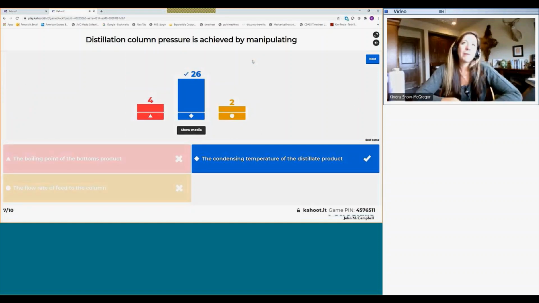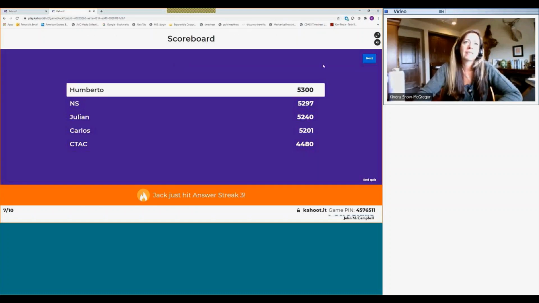All right, good job. Distillation column pressure is achieved by manipulating the condensing temperature of the distillate product. And NS is now in the lead, followed by Carlos.